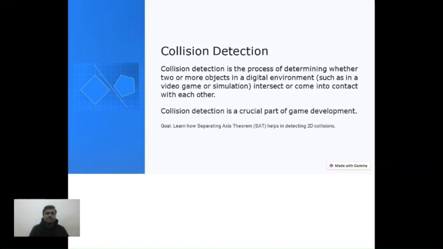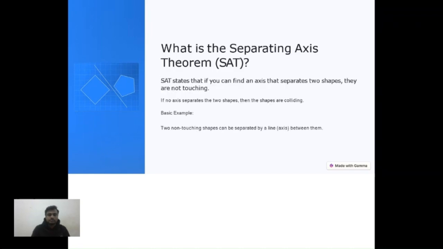Good evening. My name is Ajay, and in addition to what my teammate has said about collision detection techniques, I am going to explain how the separating axis theorem helps in 2D collision detection. First we will talk about what the separating axis theorem is. The separating axis theorem states that if we can find an axis that separates two shapes, they are not touching. If no axis separates the two shapes, then the shapes are colliding.